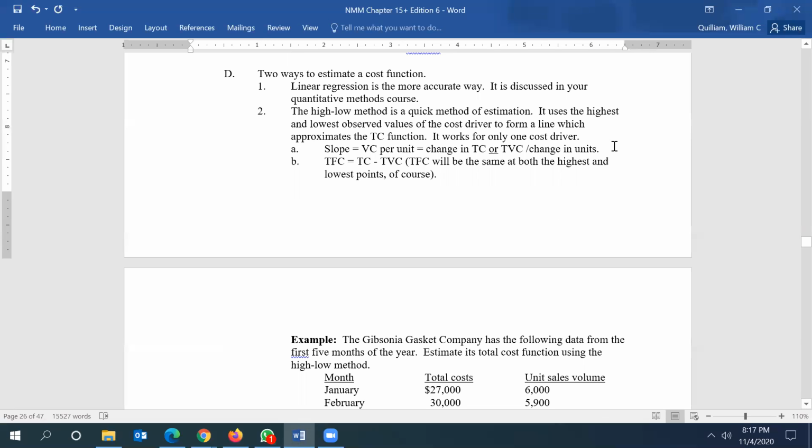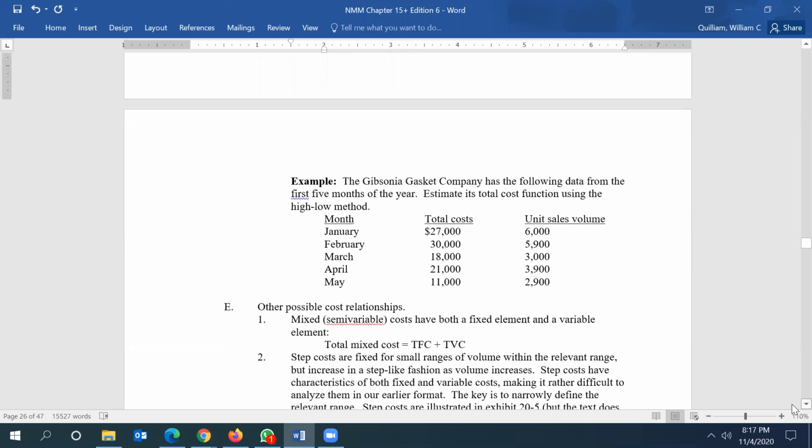So to do this, we're going to calculate two things. The slope, or variable cost per unit, which equals the change in total cost, or the change in total variable cost, divided by the change in units, just like we saw above. Of course, those two lines have the same slope. Then second, total fixed cost is going to equal total cost minus total variable cost. And total fixed cost will be the same at both the highest and lowest points, of course. If it's not, we've got trouble.